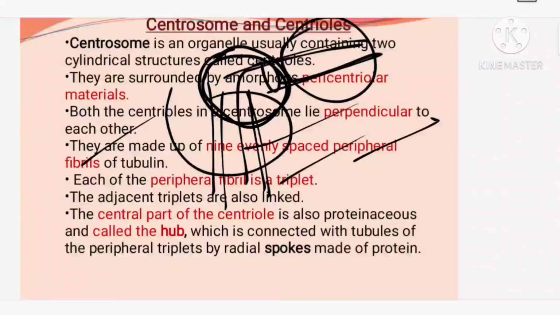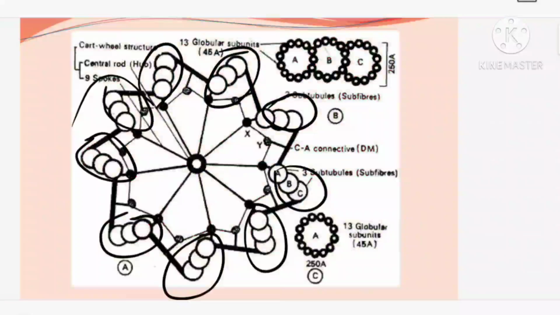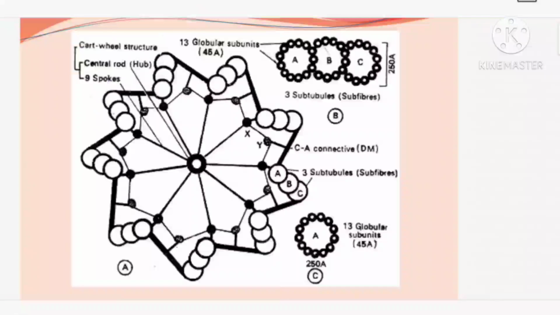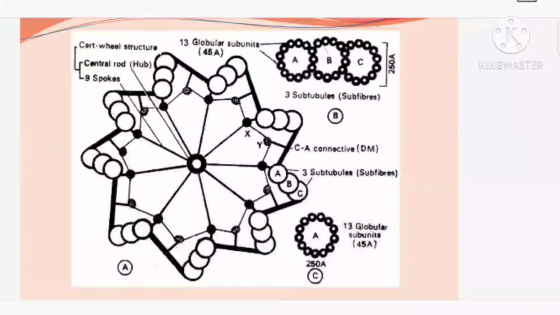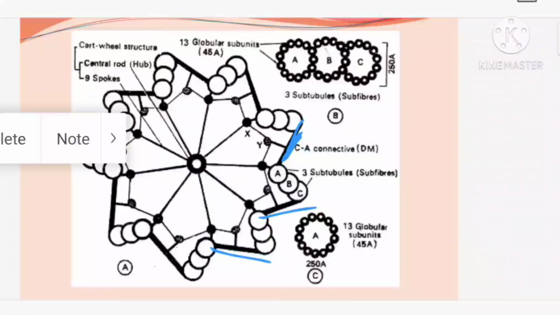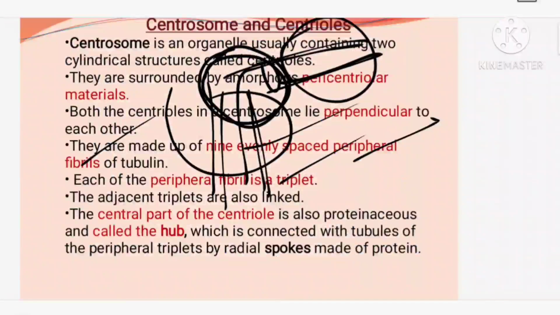The adjacent triplets are also linked. Here also you can find the triplets are all linked with one another. Yes, they are linked with one another, right? I will just change the color so that it becomes easier. So they are all linked with one another. One triplet is linked with the other triplet. Like there linkers were present in flagella, here also the linkers are present.